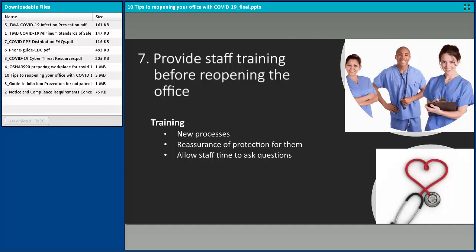Training on the new processes as far as social distancing or physical distancing is concerned. Again, use of PPE. Also taking time to reassure your staff of protection for them as well, and allowing them time to ask questions and just have a better understanding and hopefully feel a little bit more comfortable as they re-enter into the clinic, into the practice.